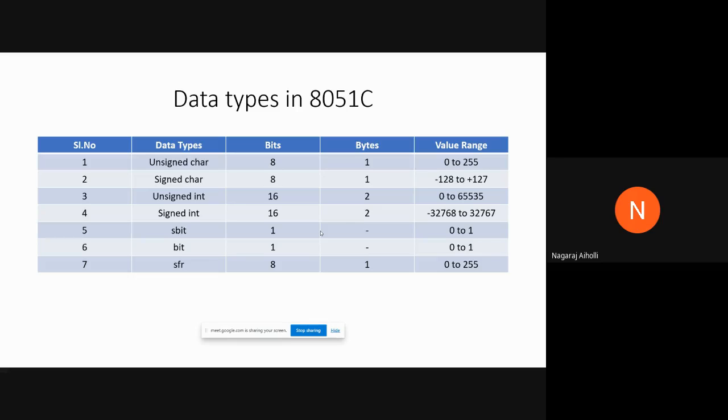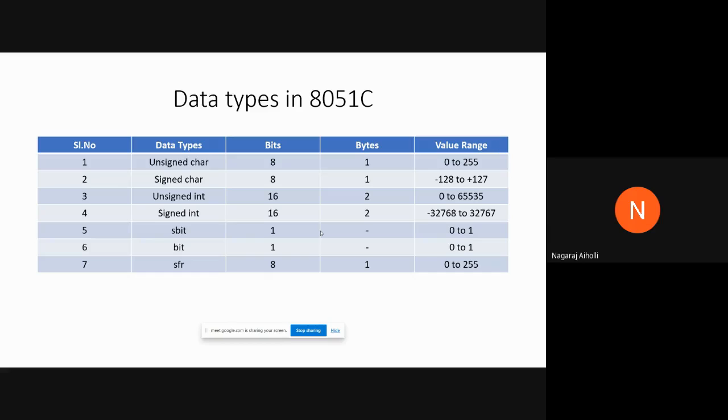Next, sbit. Sbit means special bit. These are meant for the bits stored in the special function registers. The bits of the special function registers can be defined by this particular data type sbit. It can store only two values, either 0 or 1. It's a binary data type, maximum 1 bit. We cannot define it as a byte because it can store only 1 bit.